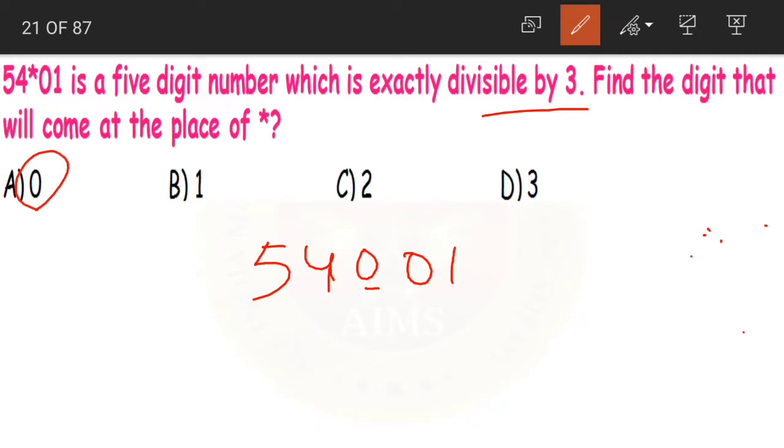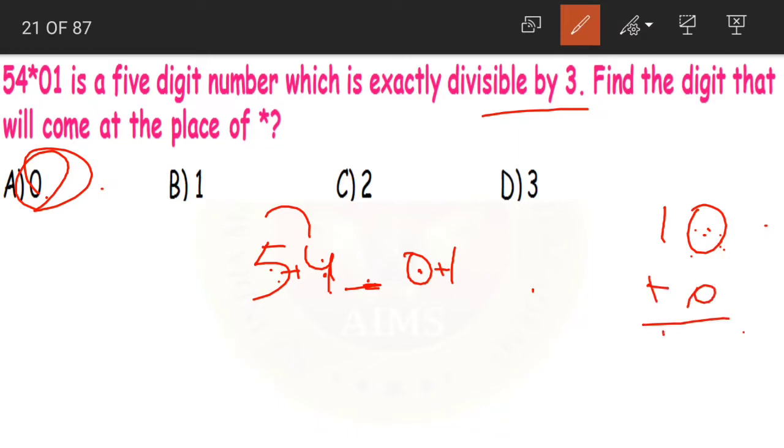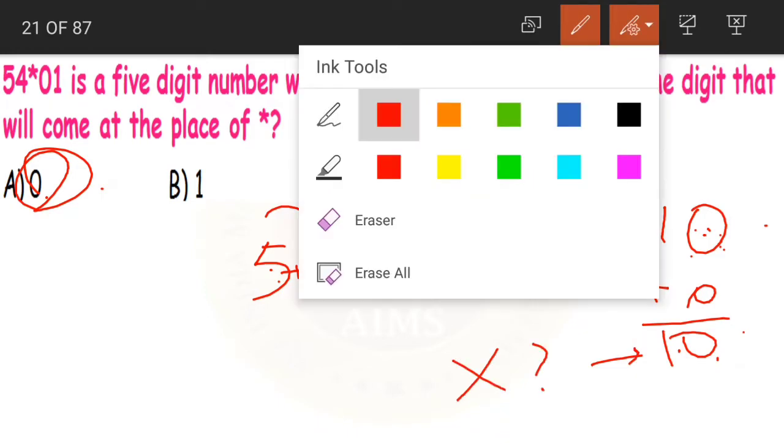First option is 0. Before adding 0, I'll add the given numbers. 5 plus 4 is 9, 9 plus 0 is 9, 9 plus 1 becomes 10. So, without the missing digit, we have 10. Now, let us add the given options. 0. When we add 10 to 0, it becomes 10 only. Now, is 10 divisible by 3? No, we will not get 10 in the 3 table.